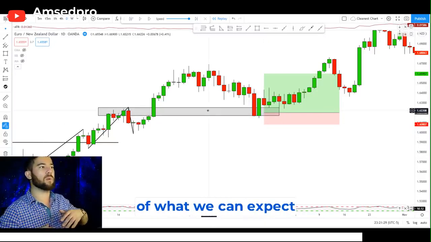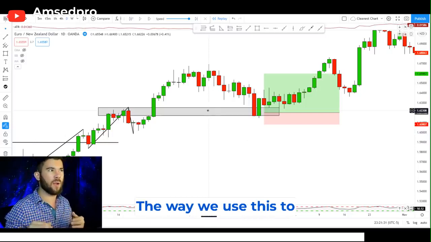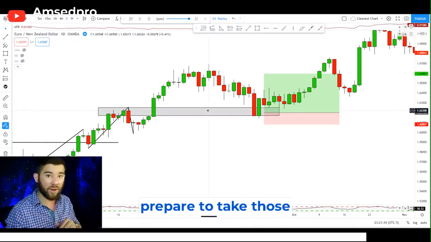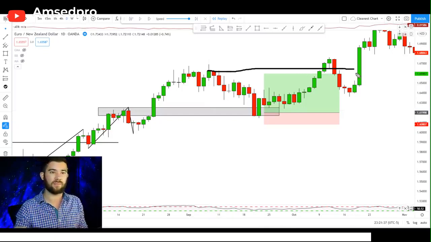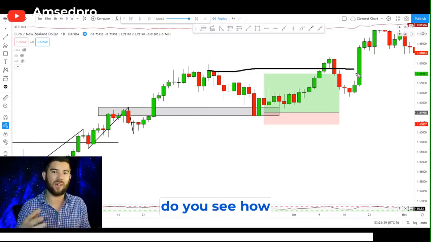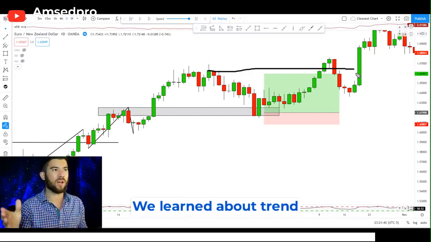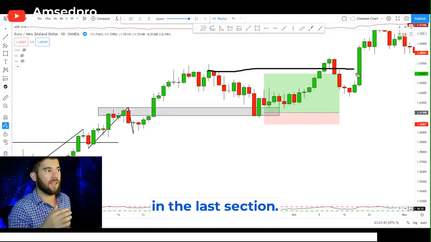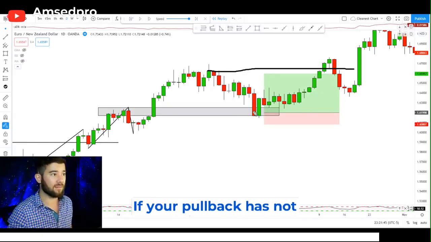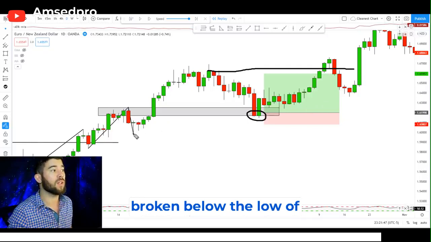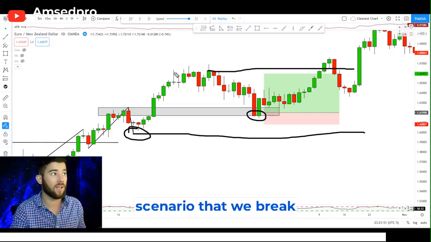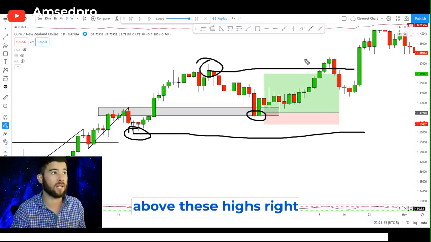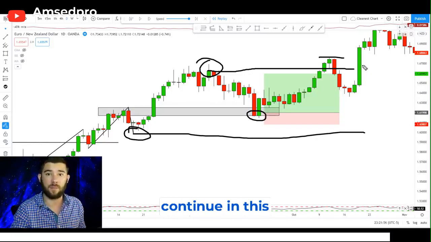In terms of what we can expect out of targets, the way we use this to prepare to take those targets is if we're expecting trend continuation. And before I continue, do you see how everything's coming together? We learned about trend in the last section. If your pullback has not broken below the low of the previous pullback, then what's the likely scenario? That we break above these highs, right? Into new highs and continue in this uptrend.